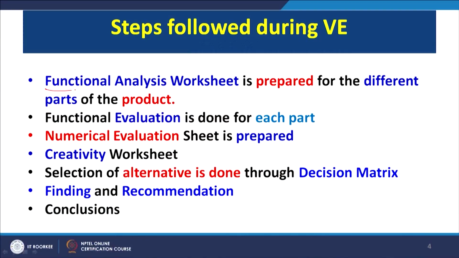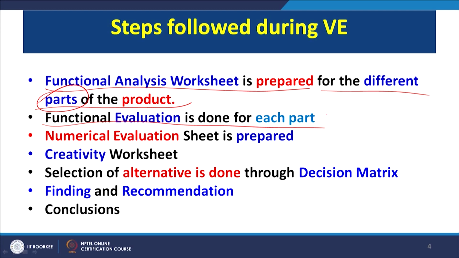So, first, a functional analysis worksheet is prepared for the different parts of the product. Already I have told this, and we will see for the divan what the functional analysis worksheet is. Functional evaluation is done, that is we say what is the basic function being achieved by that part, what is the secondary function being achieved by that part. Then the numerical evaluation sheet is prepared where we write the cost for each and every part or sub component. Then comes the creativity.